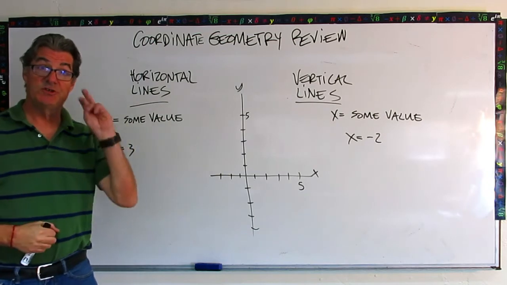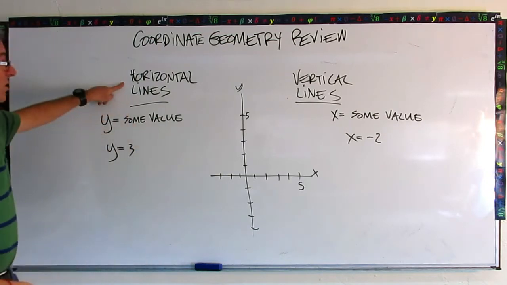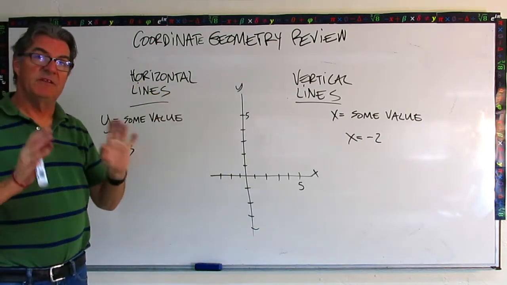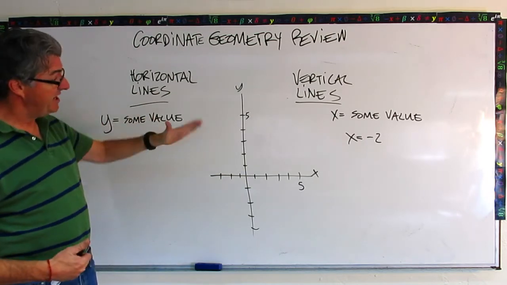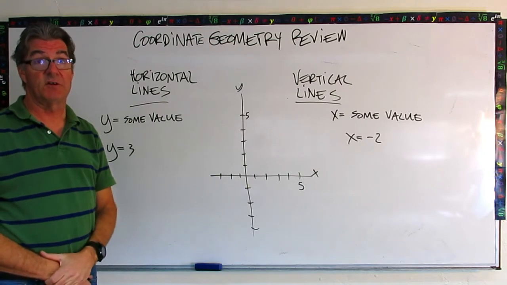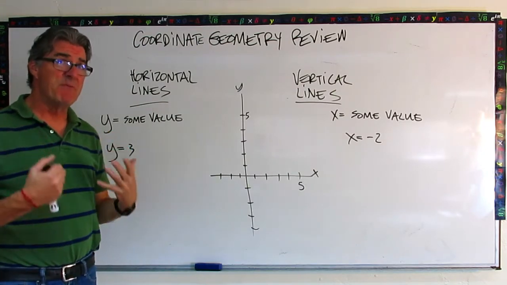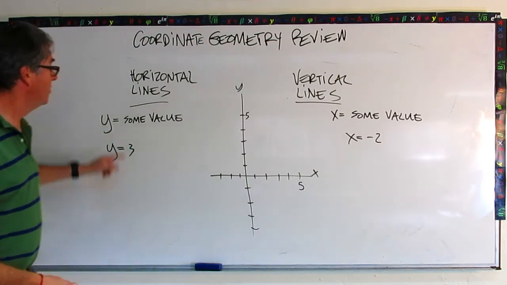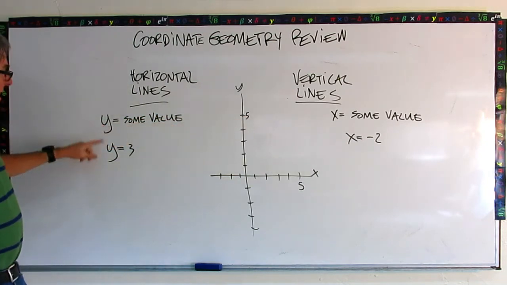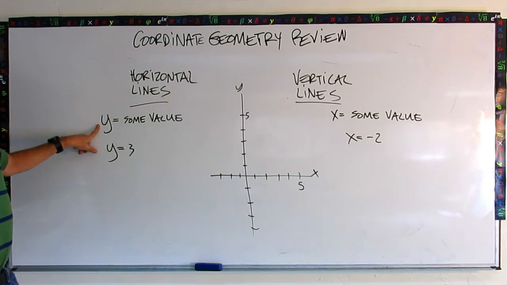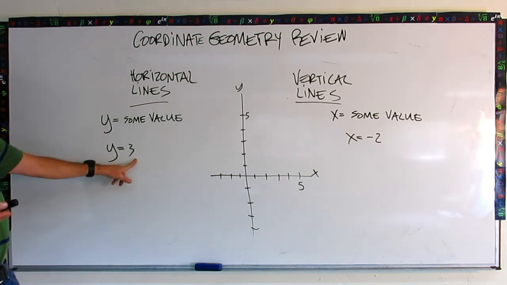Okay, let's talk about two special lines, horizontal lines and vertical lines. These equations are more simple than a line that has a gradient and isn't horizontal or vertical. You just have to remember how it works. So a horizontal line, that's a line that shoots along horizontally, has an equation that's y equals some constant value. So like y equals 3.